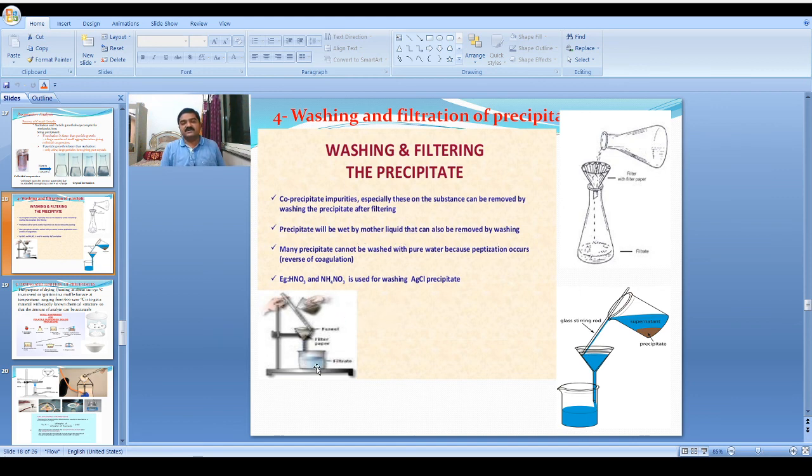That means for washing we are using the mother liquor, or the nitric acid as well as the ammonium nitrate here. Many precipitates cannot be washed with pure water because peptization occurs, the reverse of coagulation. That means it forms a sticky substance. If we use water, there is a formation of a sticky substance here.